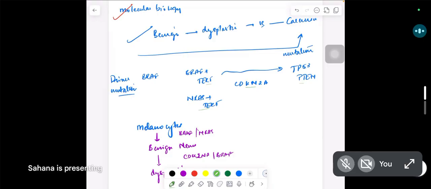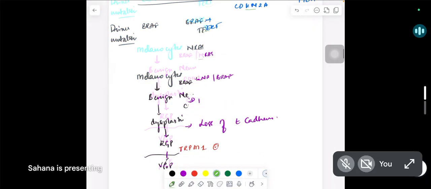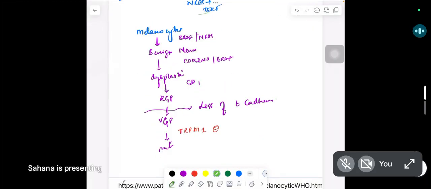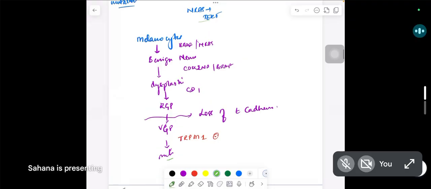So in molecular terms, as we know, it goes from benign, becomes dysplastic, in situ, and carcinoma. So first we will write it this way. Melanocytes will become benign nevus, they become dysplastic. There are two different growth patterns, radial and vertical, and they become metastasis. So what we all know is BRAF is already there.